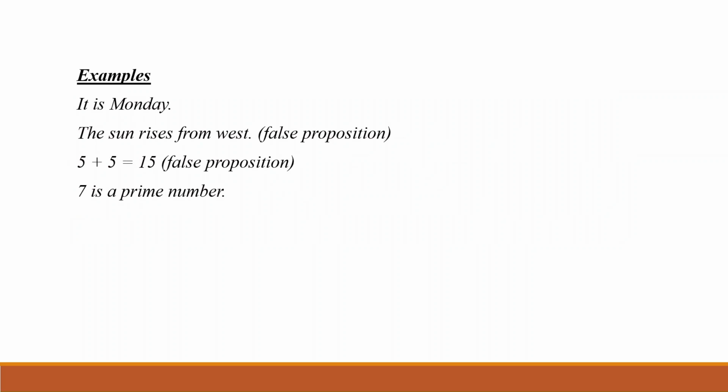Here we have some examples of propositions. It is Monday. The sun rises from the west, which of course is a false proposition. 5 plus 5 equals 15, again another false proposition. And 7 is a prime number, which of course is a true proposition.